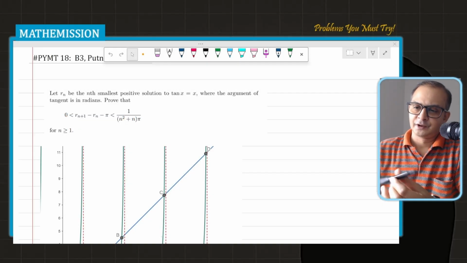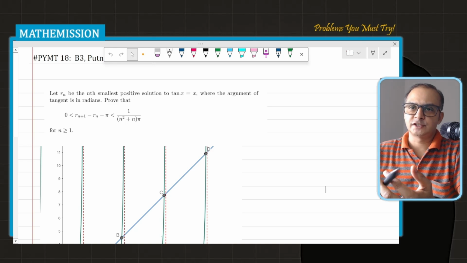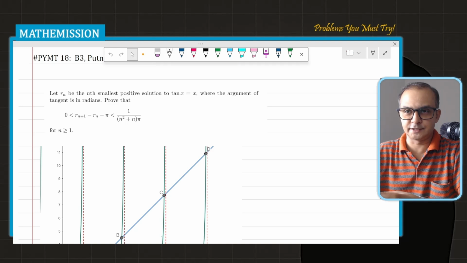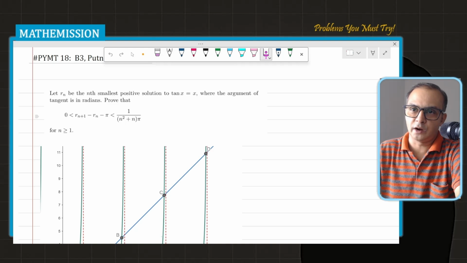Hello everyone. So this is the question from Putnam 2024 contest, and the question says that Rn be the nth smallest positive solution to tan x is equal to x, where the argument of tangent is in radians. Simply the x value is in radian, and we have to prove that the expression Rn plus 1 minus Rn minus pi lies between 0 and 1 over n square plus n times pi, and it is for n greater than or equal to 1.